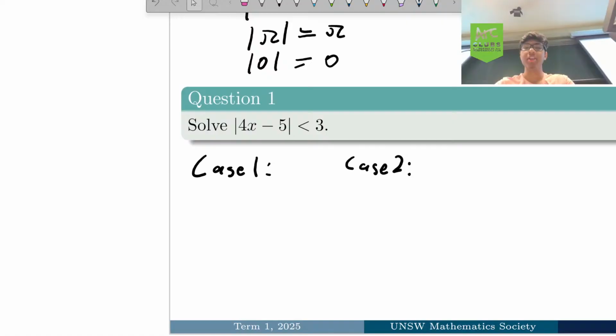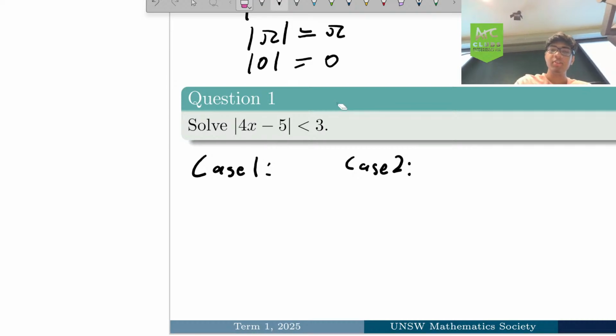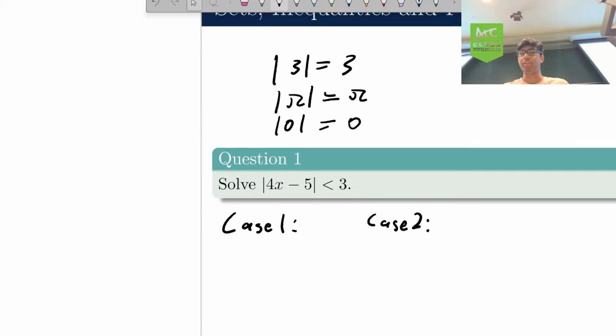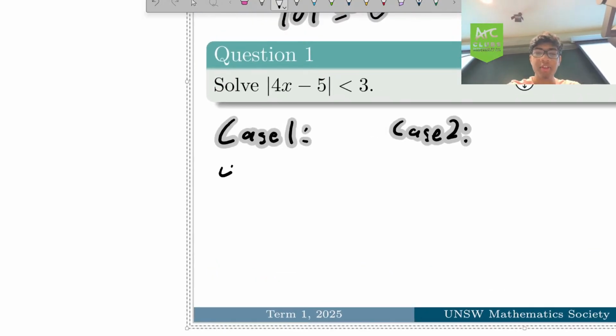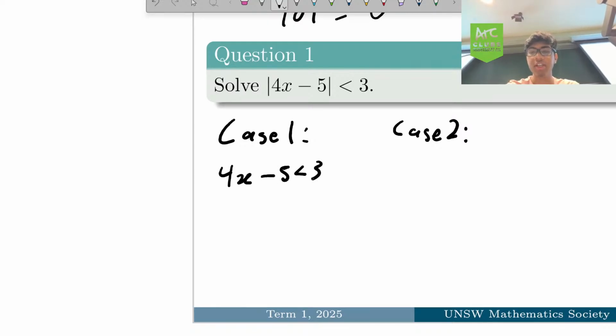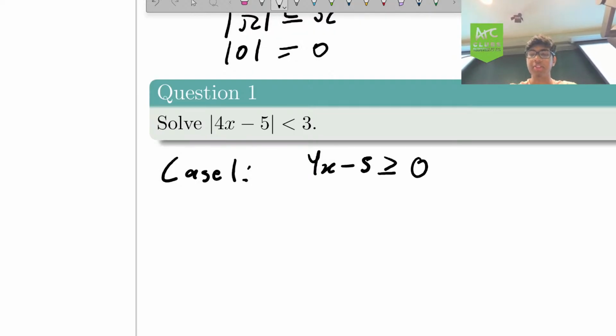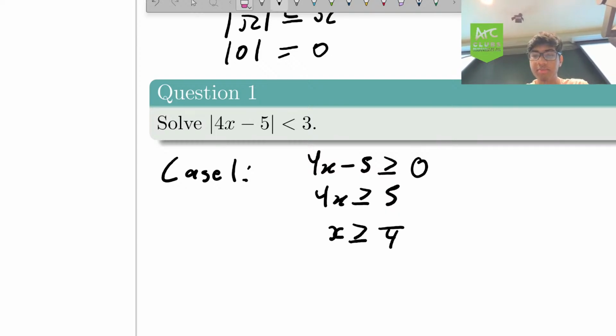For my case 1, I want to consider what if this inside bit is positive? Well, I know that if that was just positive, then my absolute value signs are redundant. They literally just do nothing here. So I can just get rid of them, and I can continue with 4x minus 5 less than 3. And let's first consider when this is true. So this is true if and only if my 4x minus 5 is greater than or equal to 0. Okay, well in that case, I know that 4x would be greater than or equal to 5, and x would be greater than or equal to 5/4.